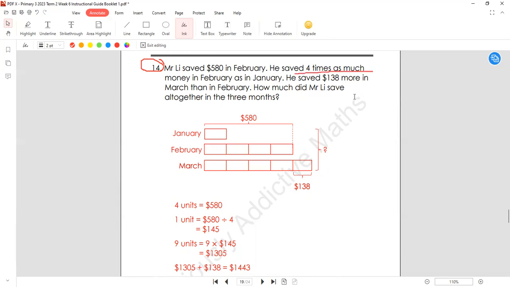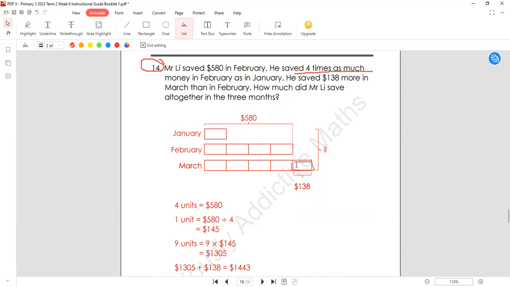Mr. Lee saved 4 times as much money in February and January. So Feb will be 1 unit, January will be 4 units. Okay. And then February would be 580. Okay, Jan would be $138 more. So they got to draw the extension. So yeah, right. So please show them how to do it if they do not know.